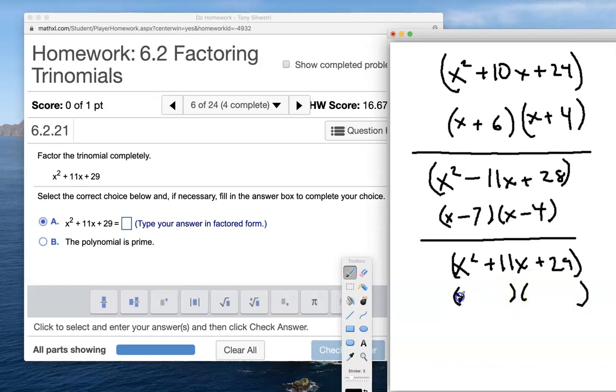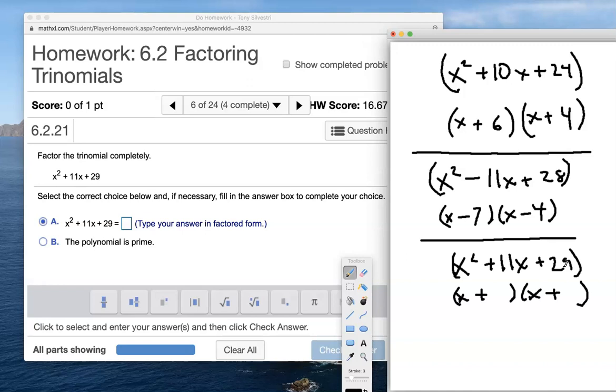Okay. X plus, X plus. Everything is positive, so no reason for any negativity. You look at the 29. You ask yourself, are there two numbers that multiply out to be 29 and add or subtract to be 11? The only numbers I can come up with that multiply to 29 are 1 and 29. That's it. There's no other combination of numbers that give you a 29 when you multiply them. And 1 and 29 just do not add up or subtract to be 11.